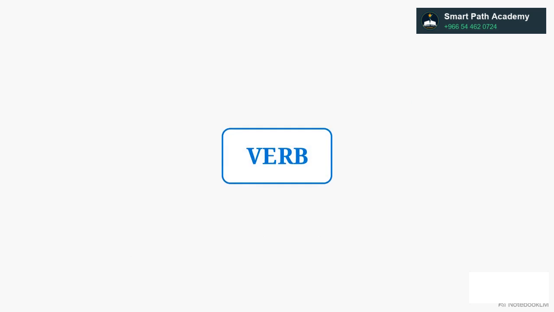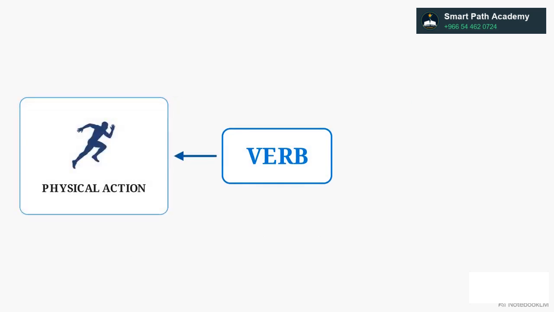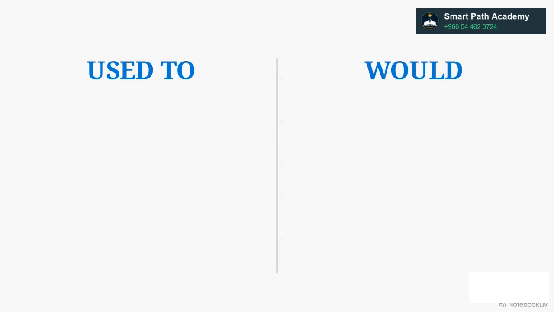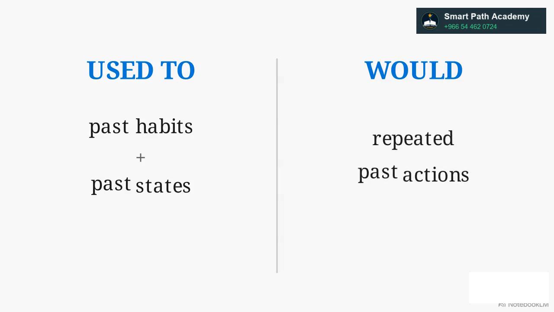To answer that, we have to look at the exact verb we're using and figure out if it represents a physical action or a continuous state of being. This chart lays out the basic rule. On the left side, you can see we use "used to" for both past habits and past states. On the right, we use "would" strictly for repeated past actions.